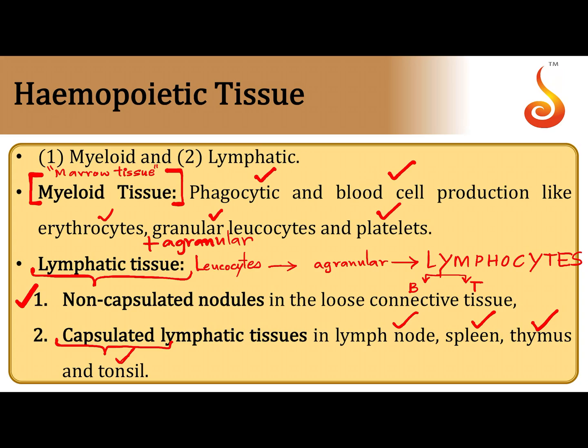Please remember, lymphatic tissue is associated with maturation of agranular leukocytes, which are lymphocytes and which are directly involved in immune responses.